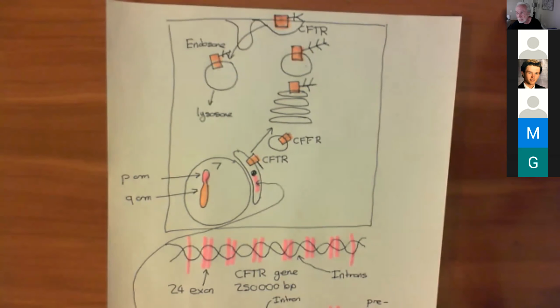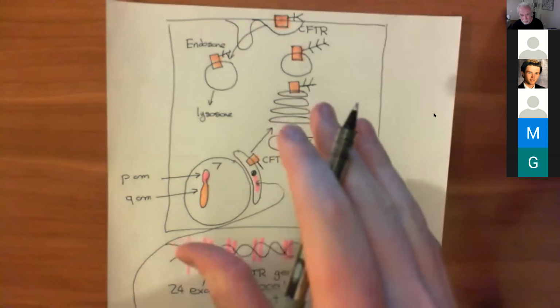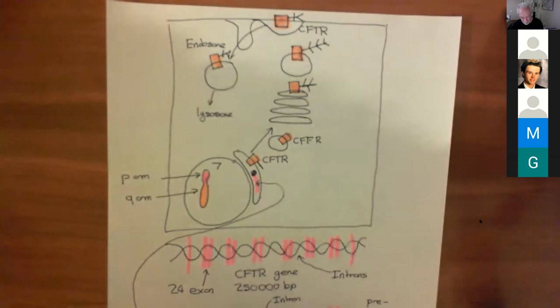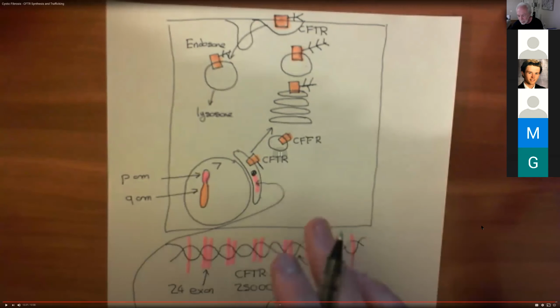Okay, so we'll cut this video here, and in the next video what we'll do is we'll discuss how this process is disturbed by a mutation in the CFTR gene.